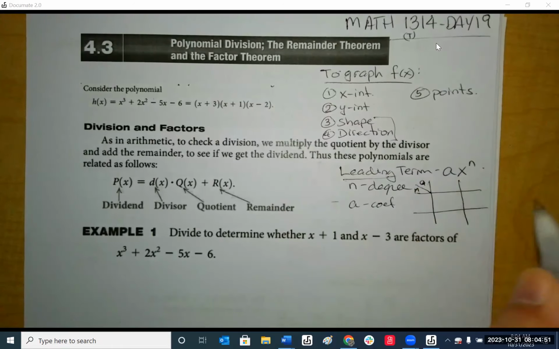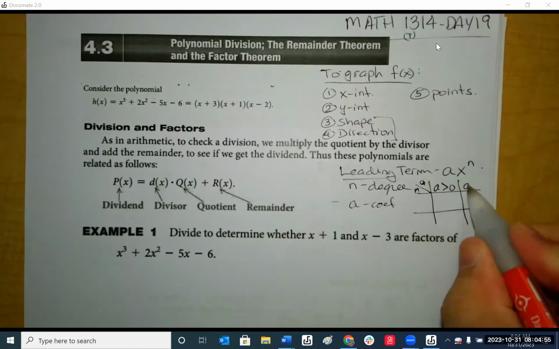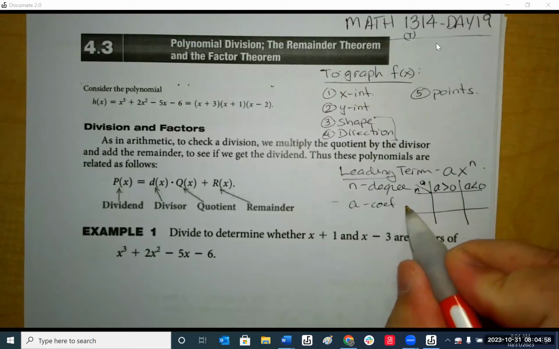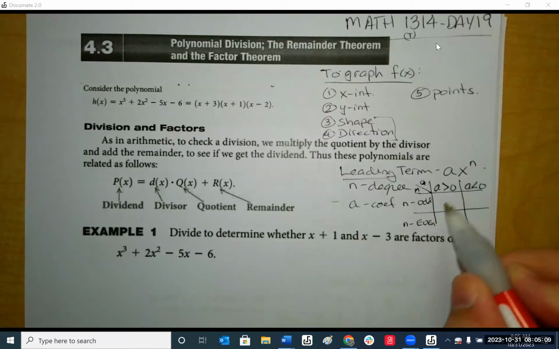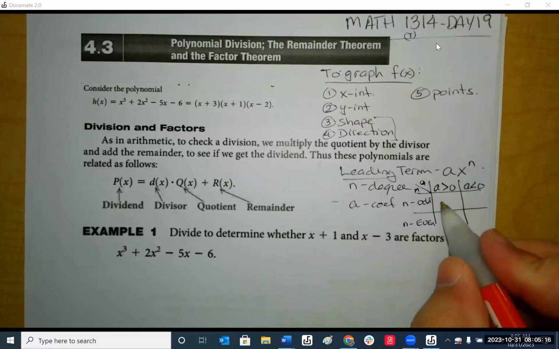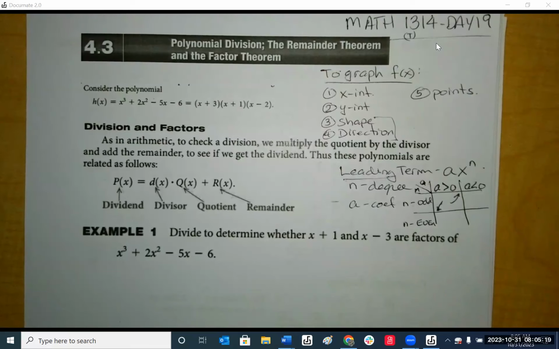Here are my a's and there are my n's. If a is positive or negative, and if the degree is odd as opposed to even: if it's odd, the ends of the graph point in different directions. If a is positive, they point like this. If a is negative, it points the other direction. If n is even and a is positive, both ends point up. If a is negative, both ends point down. So that tells us a lot about the shape of the graph already.